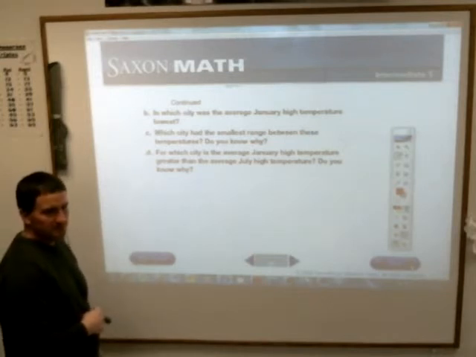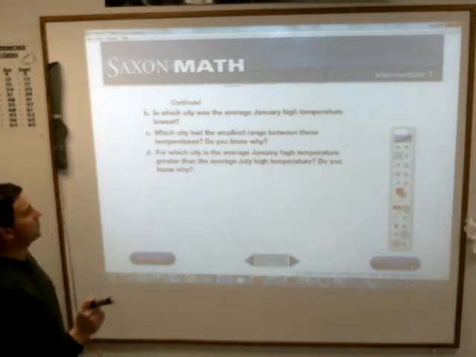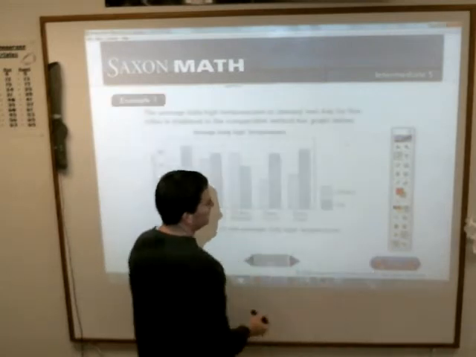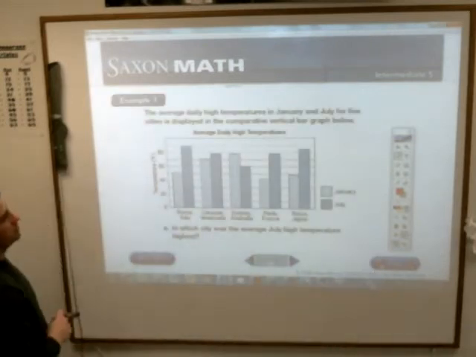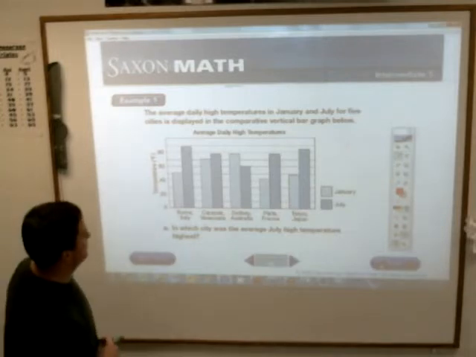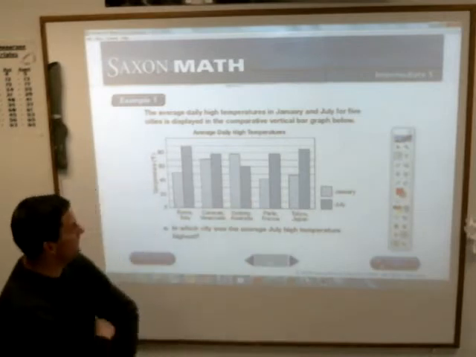For what city is the average January high temperature greater than the average July high temperature? What city has a greater average January than another city's July temperature? I'm not even sure I can remember that question from here. Ryan? Sydney's January temperature is higher than its July. Now, why would that be?